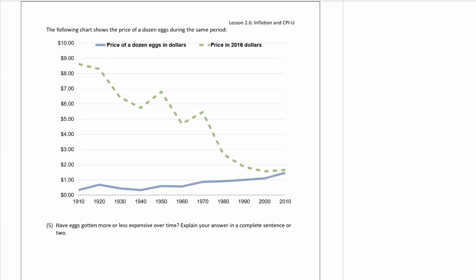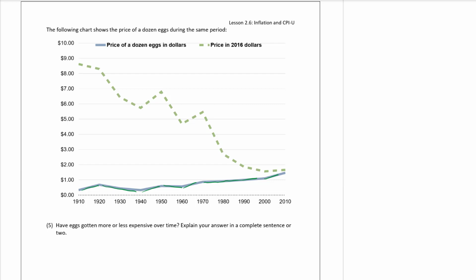So now this is the price of eggs. And once again, we have a nominal price in blue, which is this line graph. That's just telling you how much eggs cost, for a dozen. So in the year 2010, it's about $1.50 for a dozen. Now it would be maybe around $2 for a dozen, $2.30, something like that, depending on which kind. We're just talking about regular eggs.